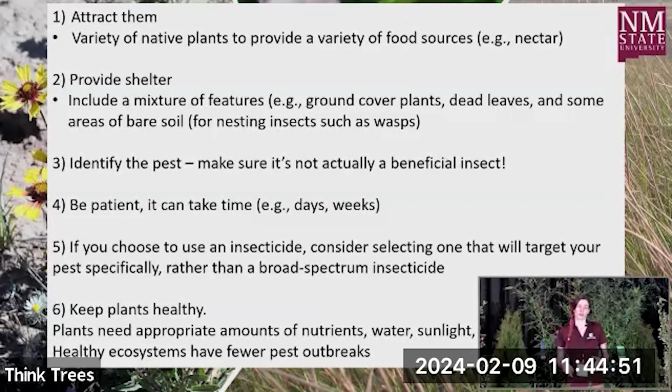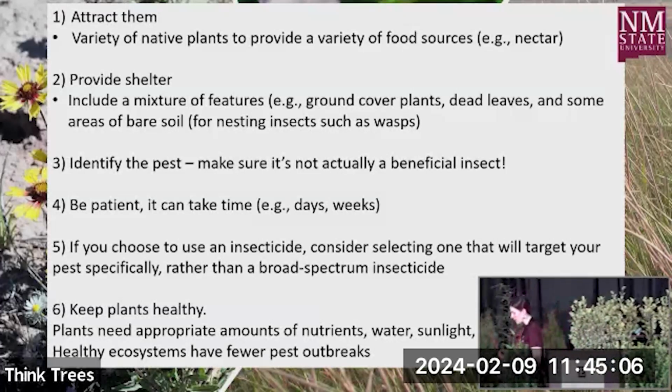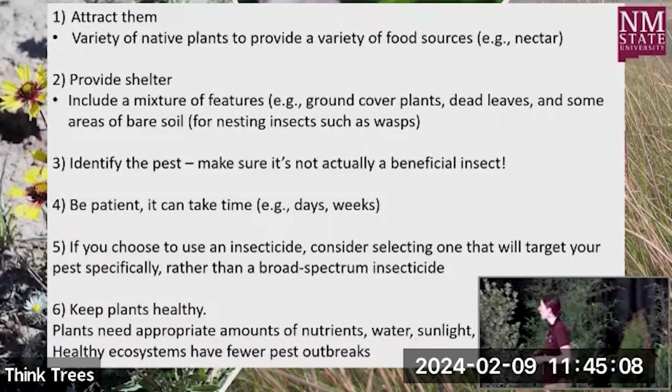Providing shelter, okay? So including a mixture of features: ground cover plants, dead leaves, some areas of bare soil, nesting sites. There's even things available for native bees, like little structures for them to come and make their nests. So you might think about maybe doing that.